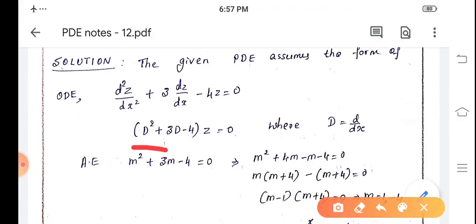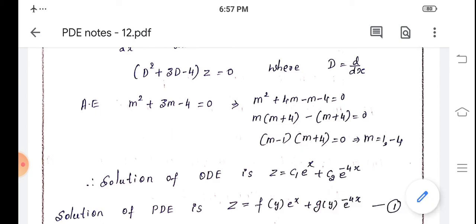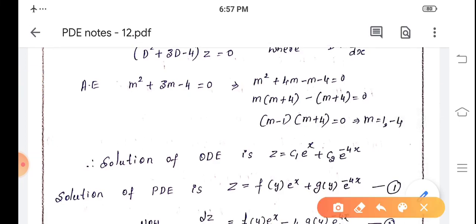Or we write it as (D² + 3D − 4) z = 0, where the differential operator D is d by dx. Now, the auxiliary equation is m² + 3m − 4 = 0. We can factorize this. We write it as m² + 4m − m − 4 = 0, or m(m + 4) − 1(m + 4) = 0. Now we obtain two factors, (m − 1)(m + 4) = 0. The roots are 1 and −4. We obtain two roots, and the roots are real and distinct.